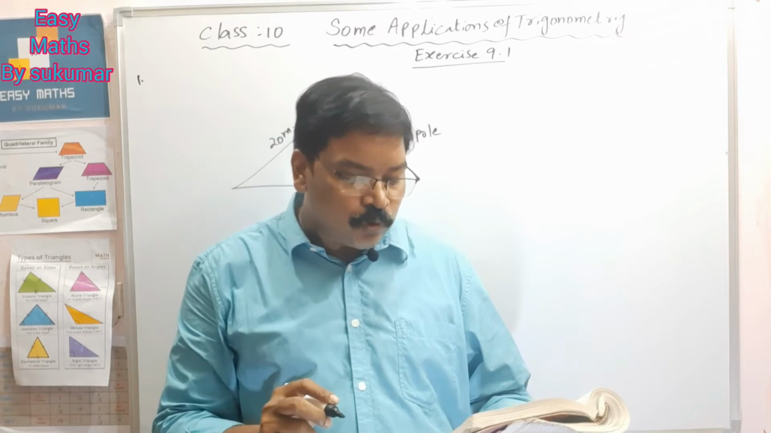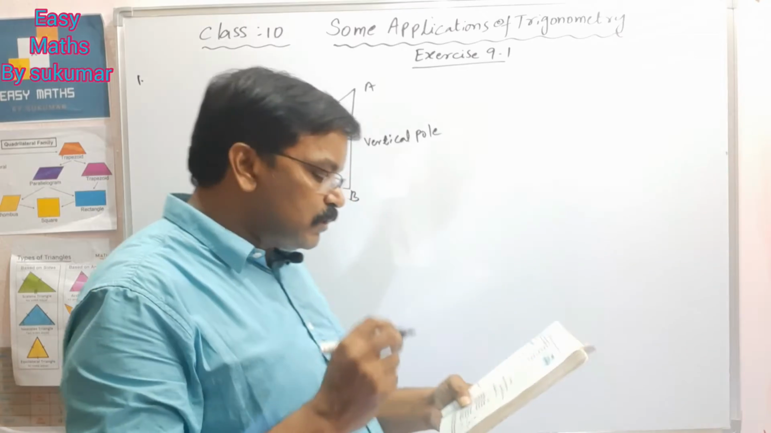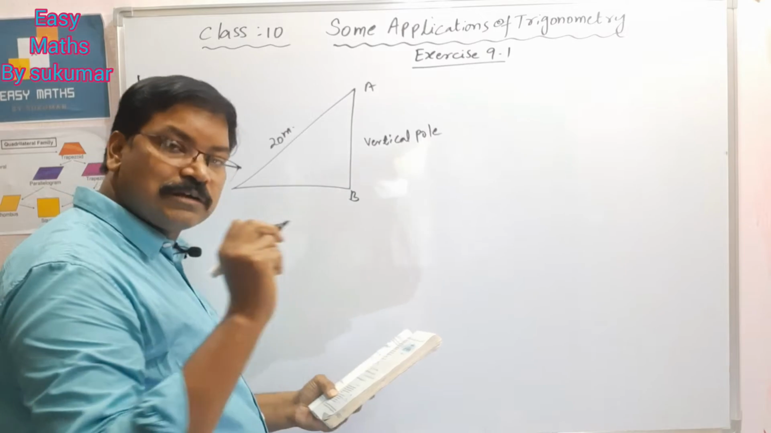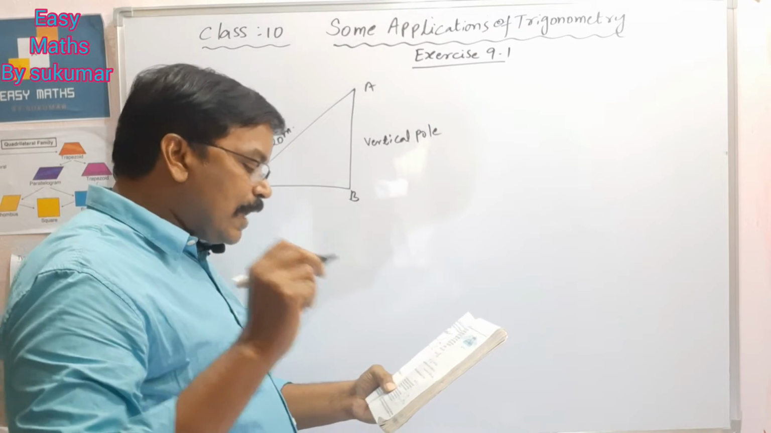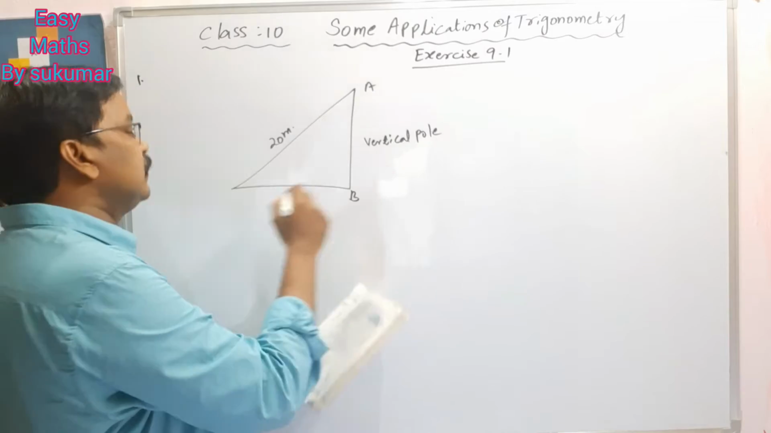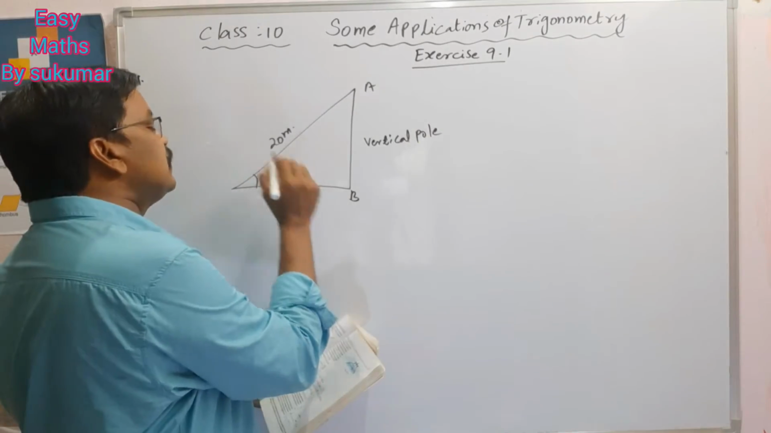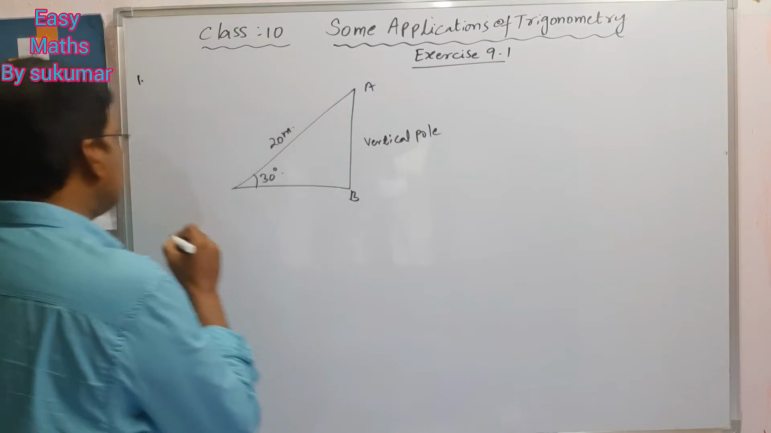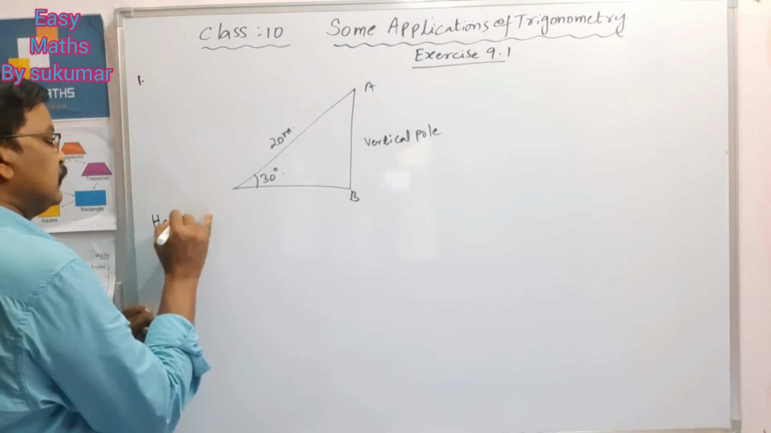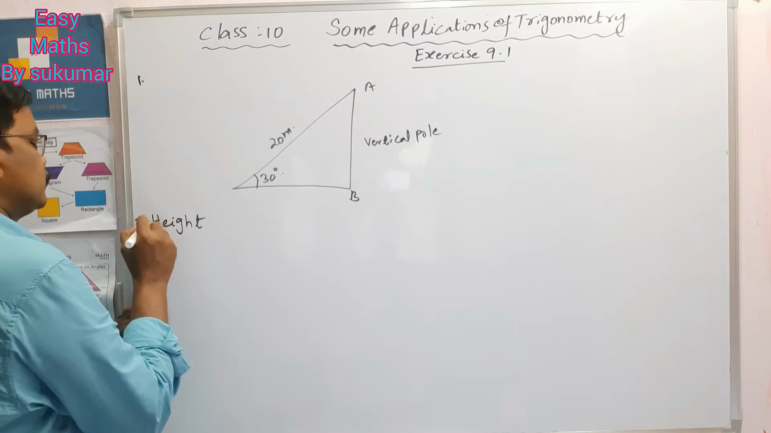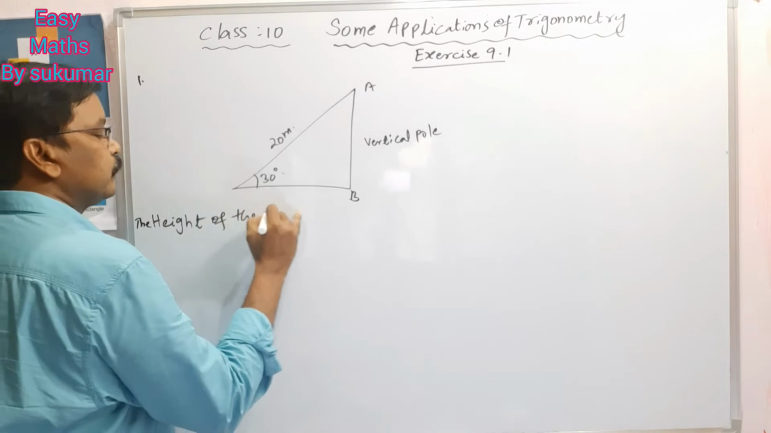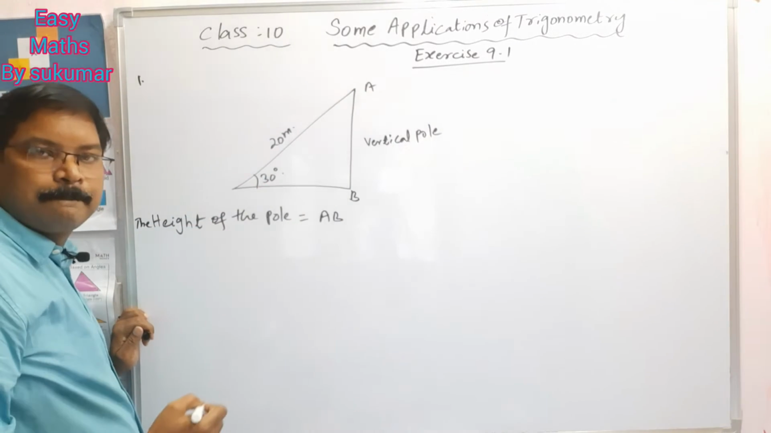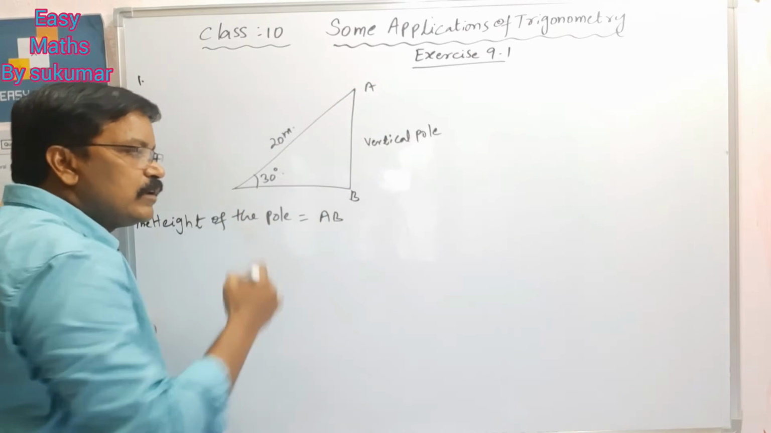Find the height of the pole if the angle made by the rope with the ground level is 30 degrees. We have to find the height of this pole. It is not given in the statement. The angle made by the rope with the ground is 30 degrees. Understand? So what is the height of the pole? Let me write here. The height of the vertical pole is equal to AB.